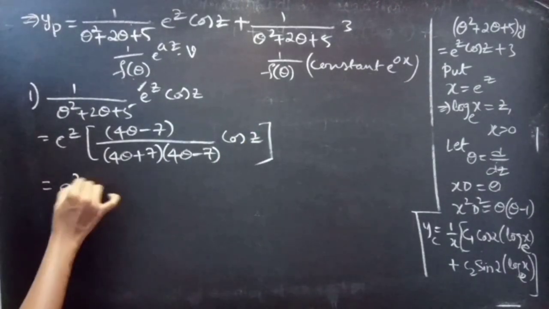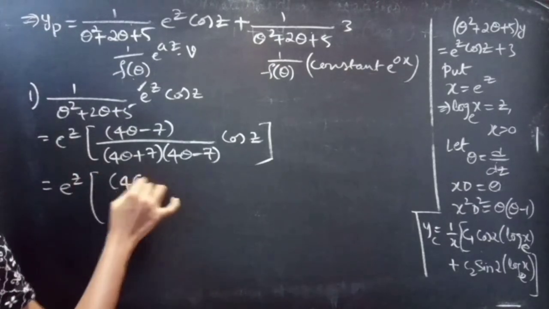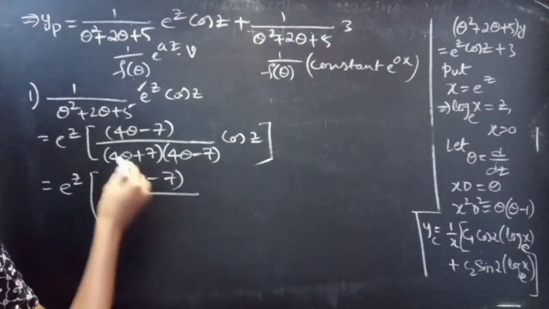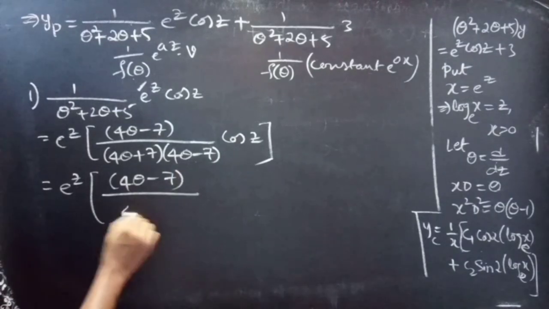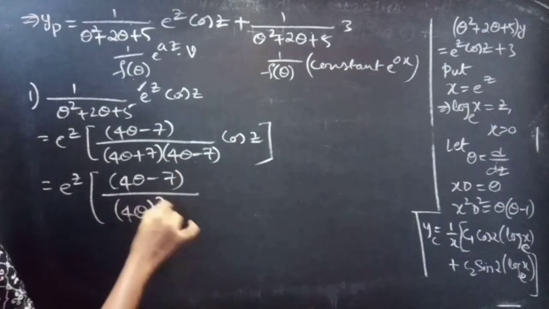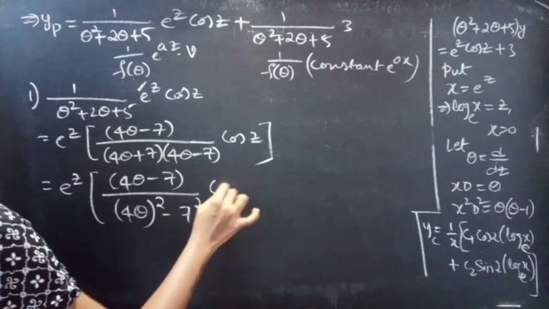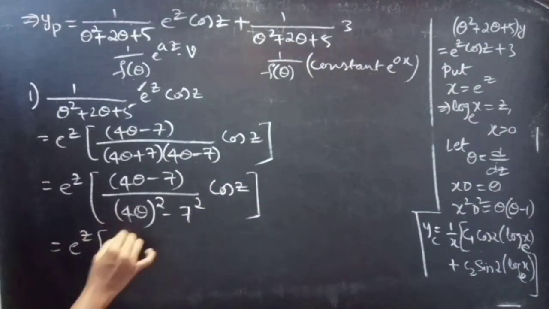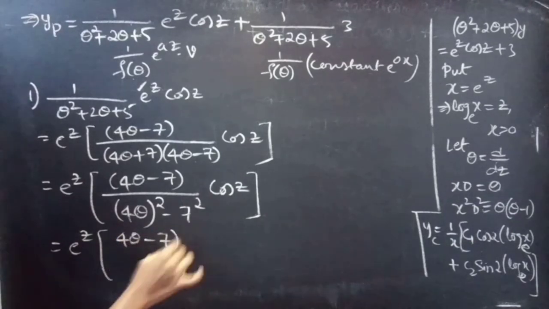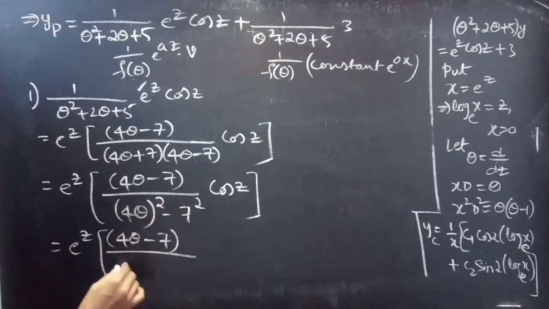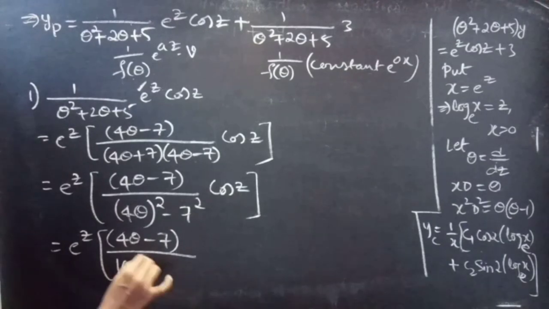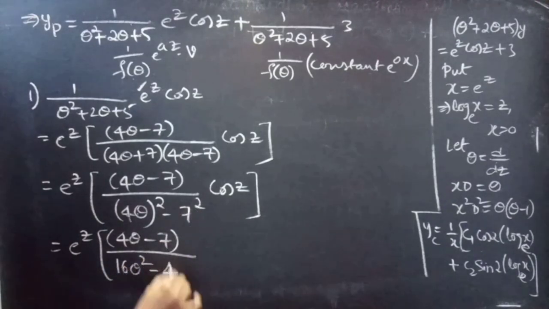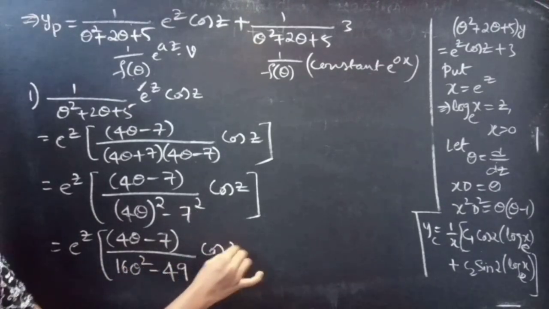This becomes e^z into (4θ − 7) by (a + b)(a − b) form, so we can write it as (4θ)² − 7² into cos z. This is equal to e^z into (4θ − 7) by (4θ)², which is 4² = 16 into θ², minus 7² which is 49, into cos z.